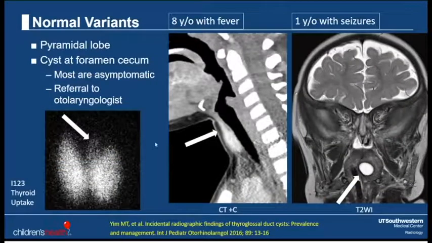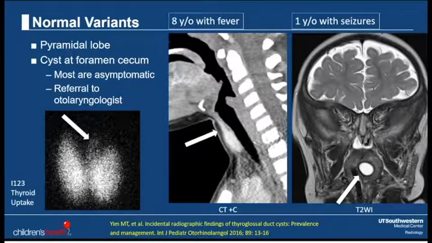Normal variants include the pyramidal lobe, which is just a superior extension of thyroid tissue from the isthmus. Here we see on an I-123 uptake scan, uptake within a normal pyramidal lobe of the thyroid gland. We can also see this on CT. There is a triangular extension of normal thyroid gland superiorly from the thyroid isthmus.